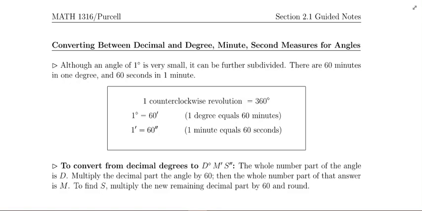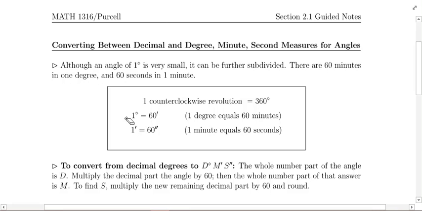Although an angle of 1 degree is very small, it can be further subdivided. There are 60 minutes in 1 degree and 60 seconds in 1 minute. So the box below that statement summarizes what is in that sentence. So we know that one counterclockwise revolution equals 360 degrees, but then 1 degree is equal to 60 minutes.